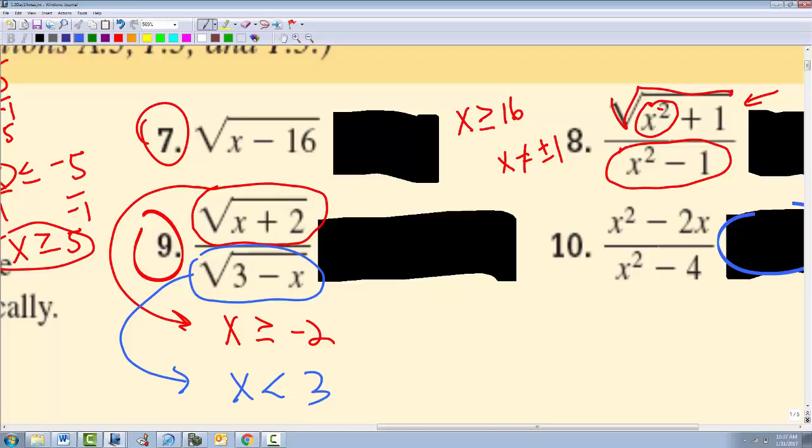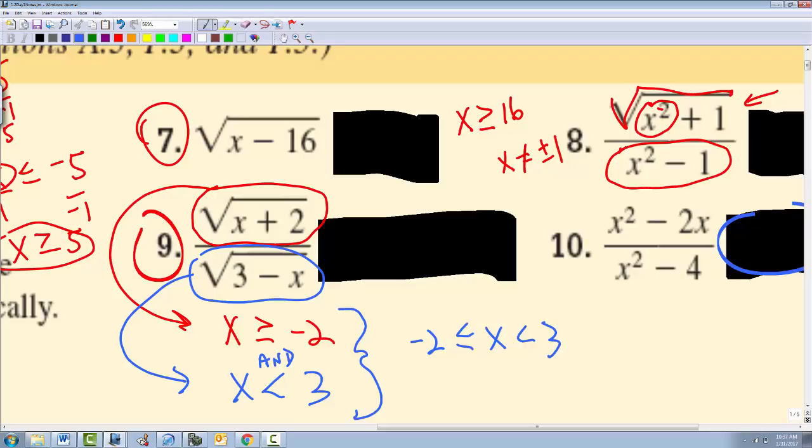Here's the problem. How do I put all this together? I need to have this and that. I need them both to be true. So what does that mean as an inequality? So we got it offline. I had a student answer it.